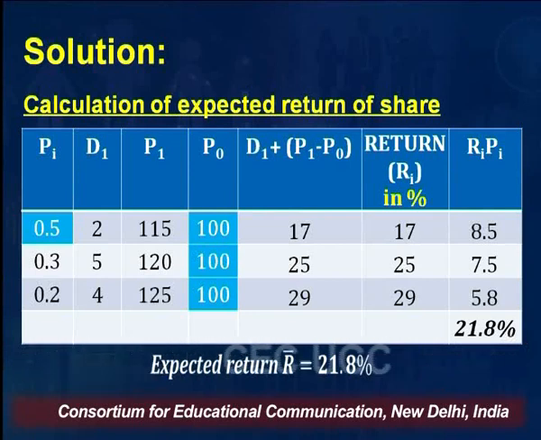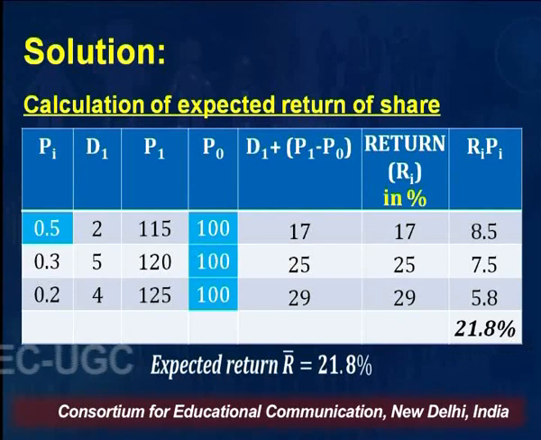You are expecting that this investment of 100 rupees will give you 21.8% return. What we have done, I am recapitulating: different probabilities are given for the price which you are expecting at the end of the year, and you are also given the expected dividend which the company is going to give at the end of the year, right?